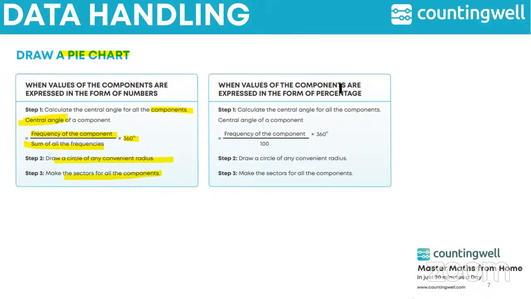And when the values of the components are expressed in the form of percentage, then you have to calculate using this result: frequency of the component upon 100 into 360 degrees. So step 2, you have to draw a circle of any convenient radius and then mark the sectors for all the components and represent the components using percentage.